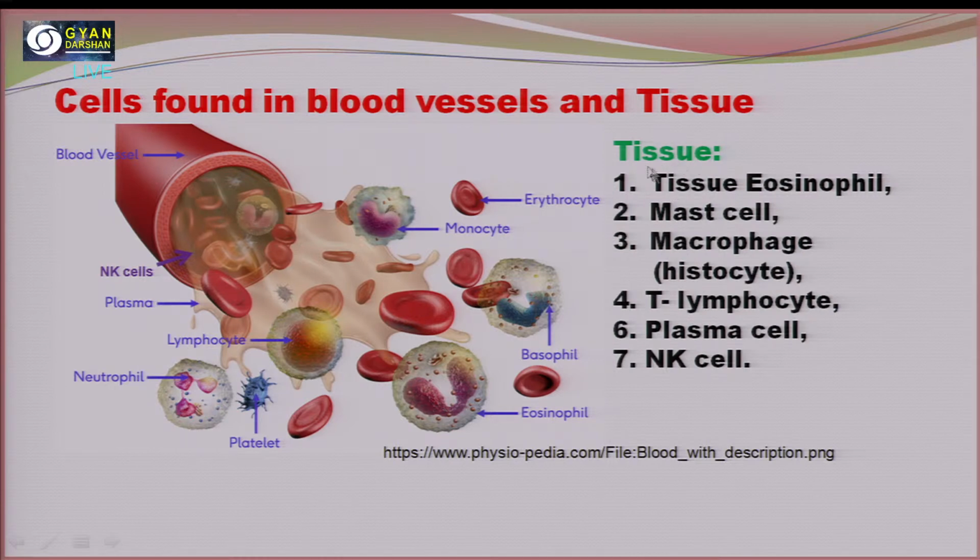Another is the tissues. In the tissues, a number of cells are present, like NK cells, which are available in the blood as well as in the tissues, plasma cells, T lymphocytes, macrophages, mast cells, and eosinophils. So these are the various types of cells which are available in the tissues. These are the distributions of the different types of cells in the blood vessels as well as in the tissues.